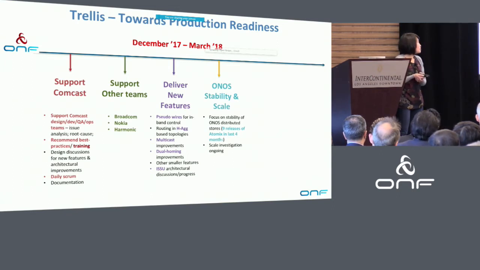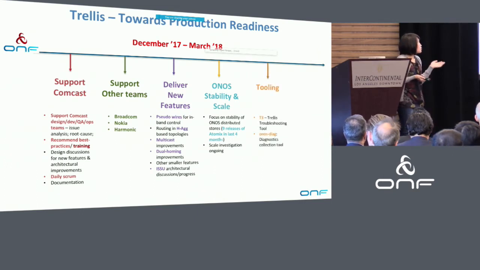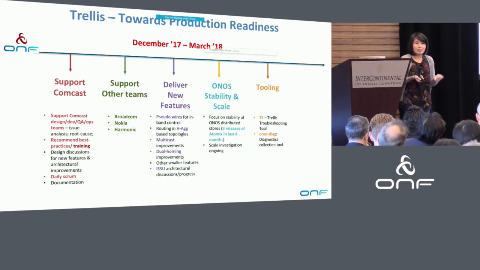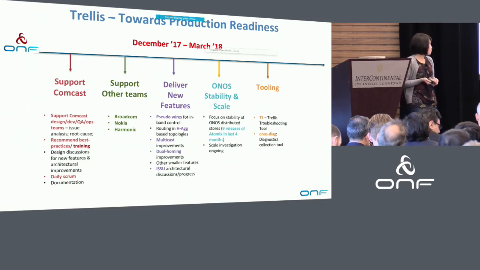So one of the things you'll see is there have been 9 releases of Atomics in the past 4 months to enable this. And of course, tooling. We've created a tool called T3 that would allow you to actually, based upon the header specified, trace a packet flow through the system. So this would enable us to be able to better debug the system.